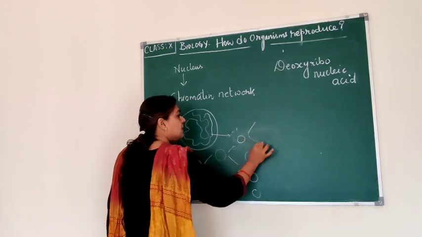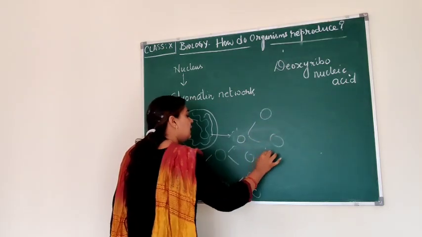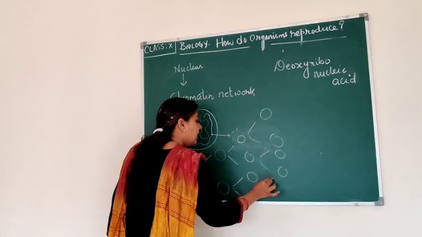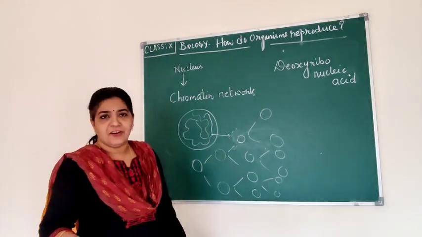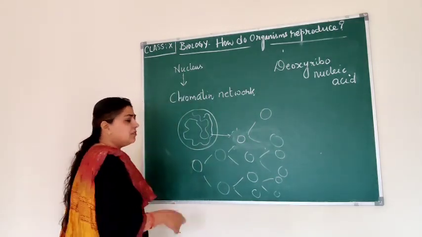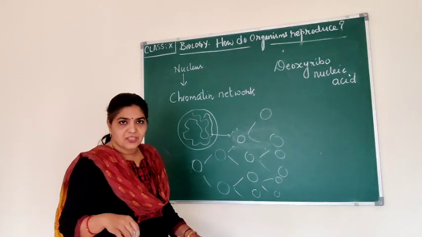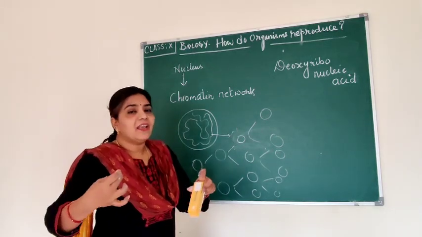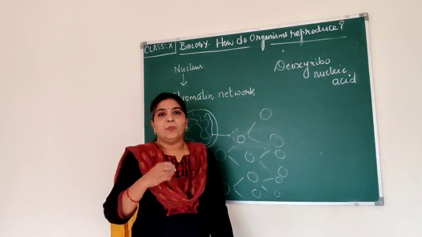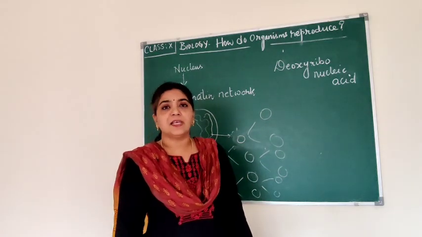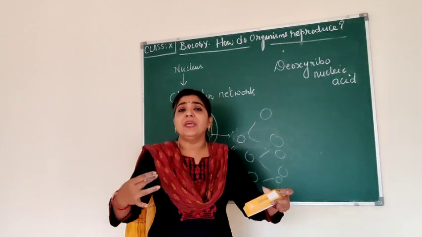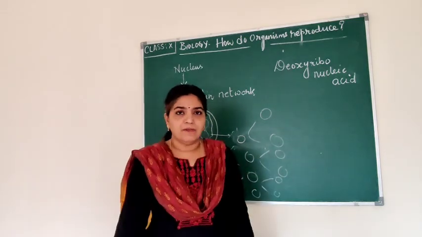So what happens? The number of cells will keep on increasing. Here it's a kind of cell reproduction. Cell division is nothing but a kind of cell reproduction which will help in increasing the number of cells. Now, why should a cell divide? What is the reason for cell division? Why should there be an increase in the number of cells?